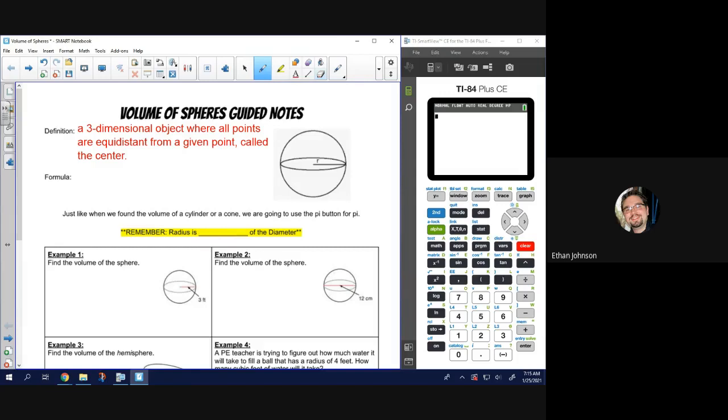So because we have a circular aspect to it, that tells me that we have to use pi. So remember, because we're going to be using pi, we need to use the pi button on our graphing calculator. The formula for volume of a sphere is V equals 4/3 pi r cubed. Remember, r means radius.